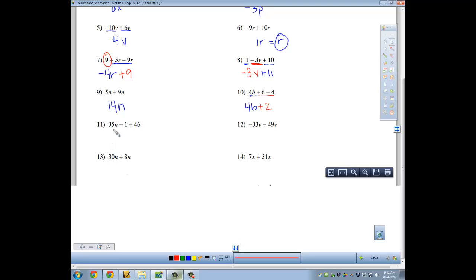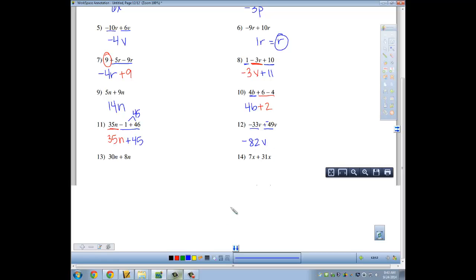10, I only have 1b, so it's 4b. And then I have a positive 6 minus 4, which is 2, so positive 2. Number 11, I have 1n, so 35n. And then I have a negative 1 plus 46, which is a positive 45. So positive 45. 12, negative 33 minus 49. Remember, you can change that to a plus and negative if that helps you. A negative 33 plus a negative 49 is going to give us negative 82.